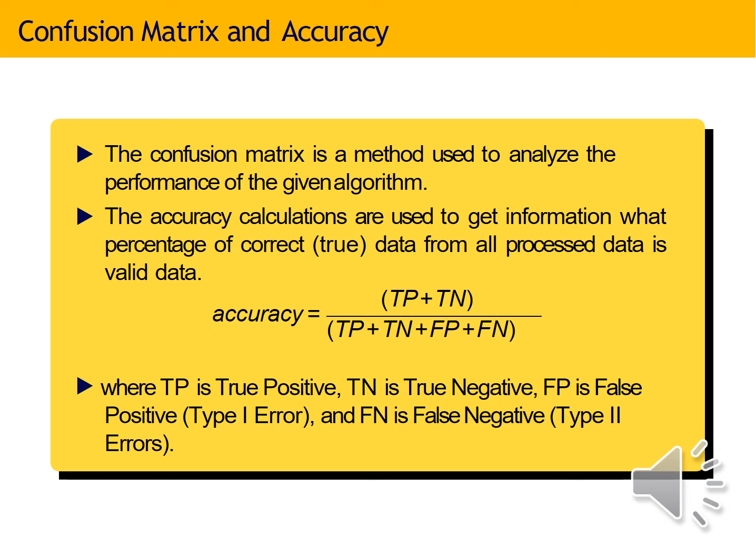Based on the classification by the SVM classifier, we can use the confusion matrix to analyze the performance of the given algorithm. The accuracy calculation is used to get the information on what percentage of the data is correct or true out of all the processed data. So we use the accuracy formula here to measure the performance of our method.